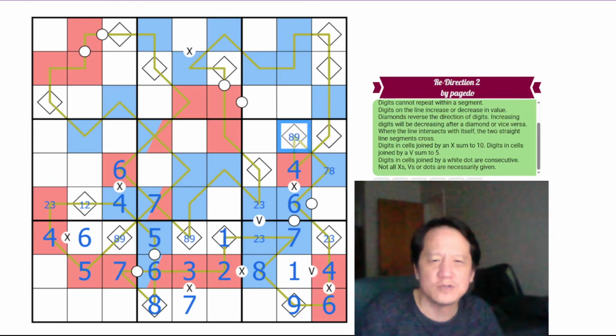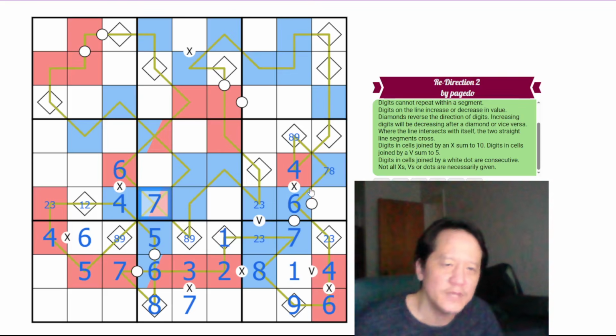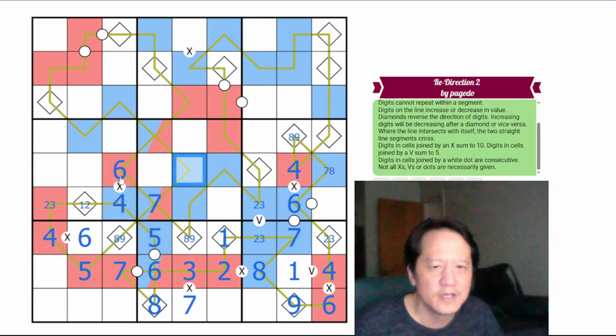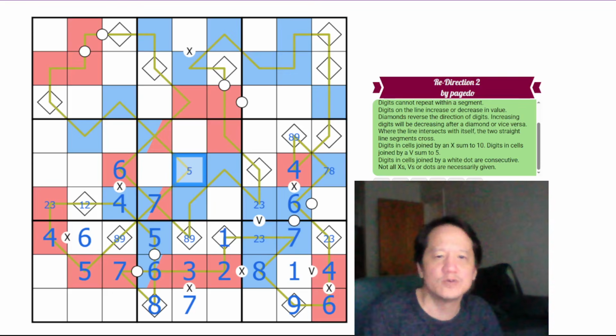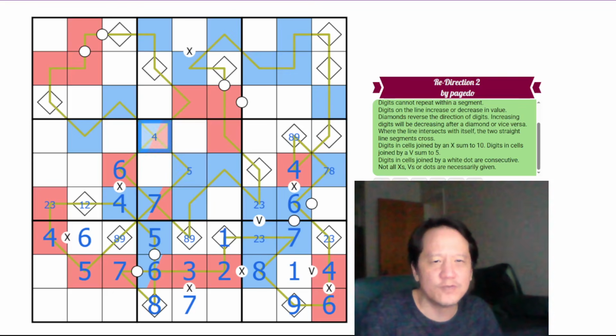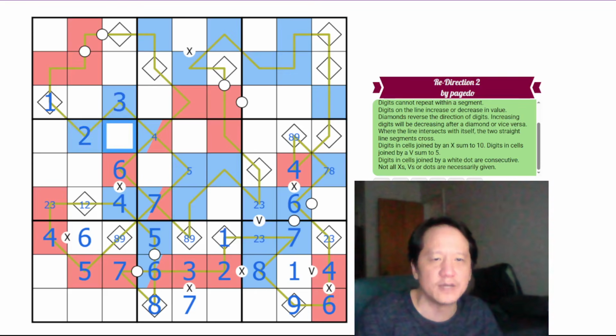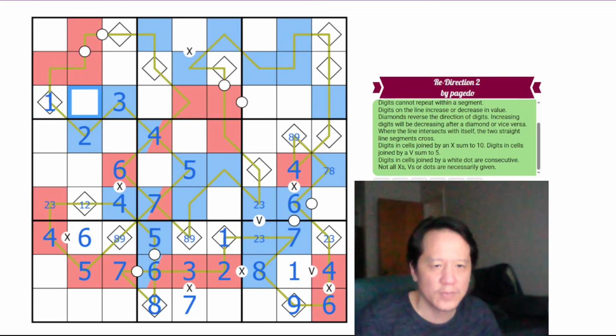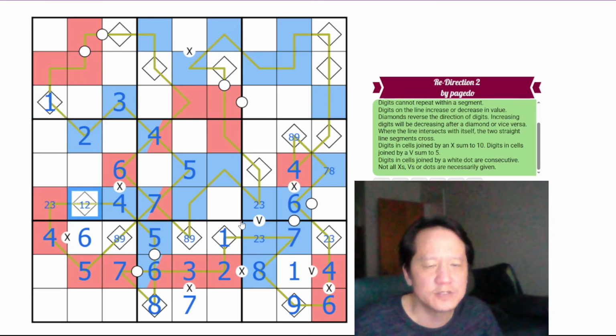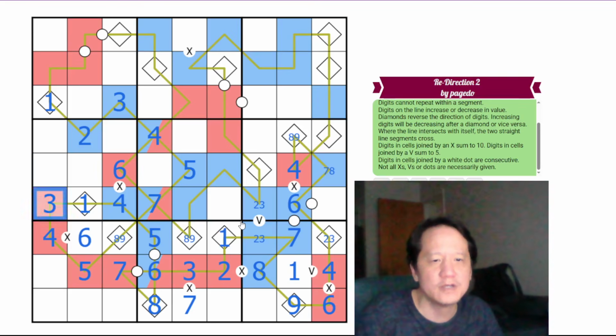No 6 here, no 7 here. It's 8 or 9. This is decreasing from this. Cannot be 6, so it's 5 at most. Makes that 4 at most, 3 at most, 2 at most, and 1 at most. And it has to be that digit because those are the digits that must be there for this to decrease correctly. Okay. 2 eliminates 2 here. This is 1 and 3.